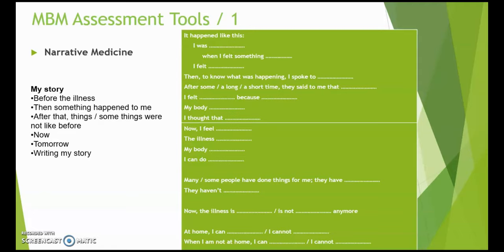Now, narrative medicine models are customized depending on the needs of the patient. So for instance, there are a few words here. The illness, dot, dot, dot, toward the center of this diagram, can be substituted for the problem, the issue, etc., etc., right? And then there are other areas, for instance, at home I can, dot, dot, dot, or I cannot, dot, dot, dot. When I'm not at home, this can also be customized in the case of a patient coming to us, to a clinic, from another healthcare situation, another clinic, another hospital, or a shelter, or assisted living facility, etc., etc.